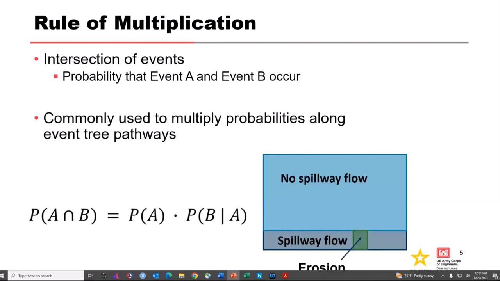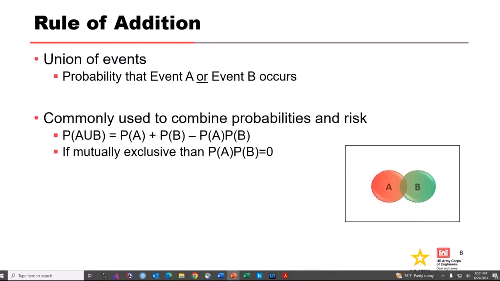So again, it's common practice in risk analysis that it's almost always easier to decompose things into discrete events that are easy to define and easier to estimate probabilities for, and then we combine them with rules like this. Next one is the rule of addition. The rule of addition goes with union. Remember, think of union as or. In this example, we have two events, A and B. The union means either A occurs, B occurs, or possibly both occur. So this might be when you're estimating total probability of failure and you have two failure modes.